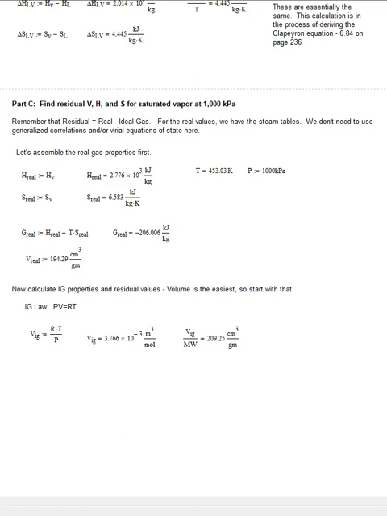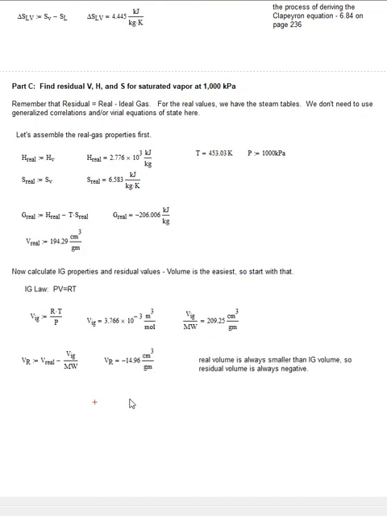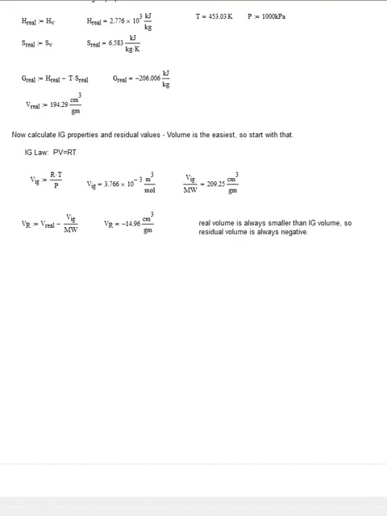And so the residual value for volume is going to be about 15 cubic centimeters per gram, or a cubic centimeter is about a milliliter. What you'll notice is that our real volume, 194.3, is always smaller than our ideal gas volume, 209. This is just a property of real molecules. There's net attractive force, especially with something that hydrogen bonds so strongly as water. So our residual value is about minus 15 cubic centimeters per gram. So that was the easy part.